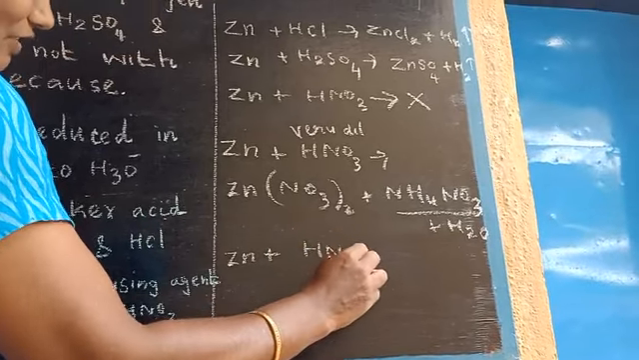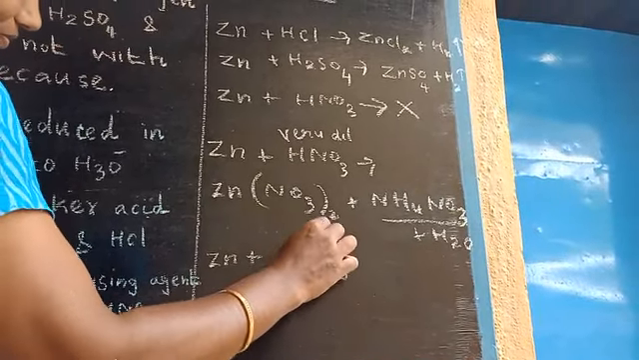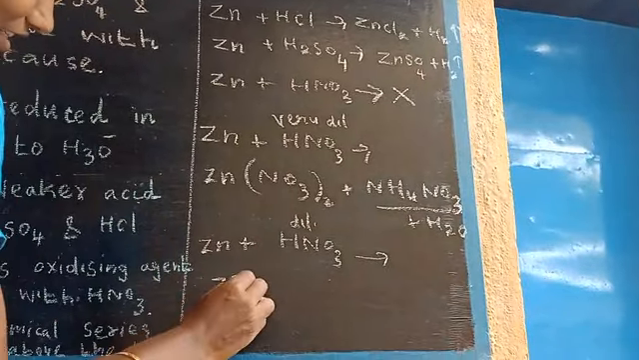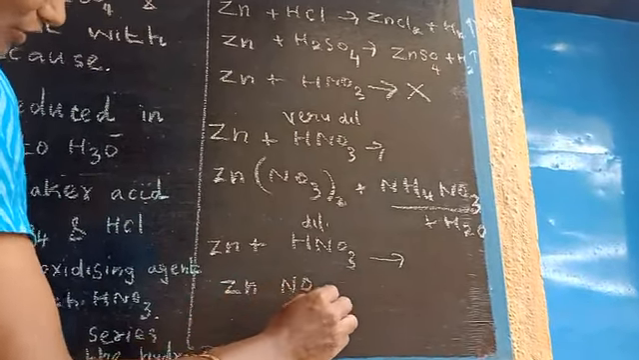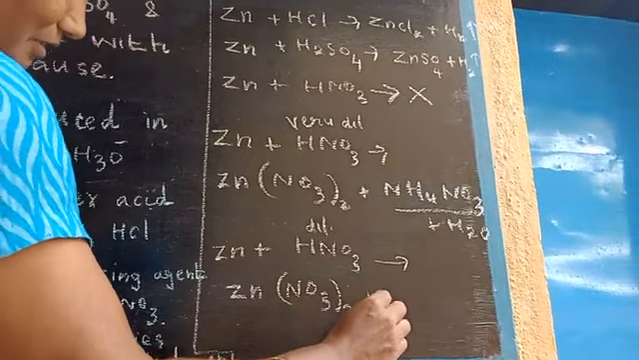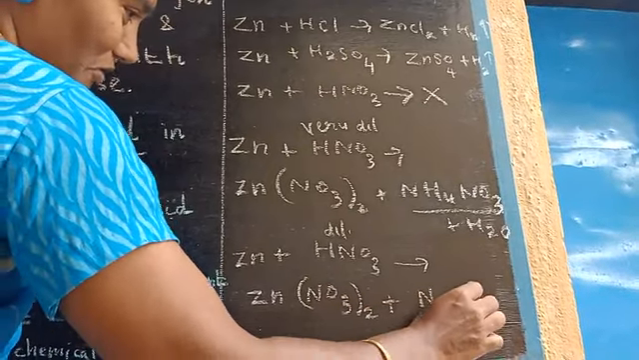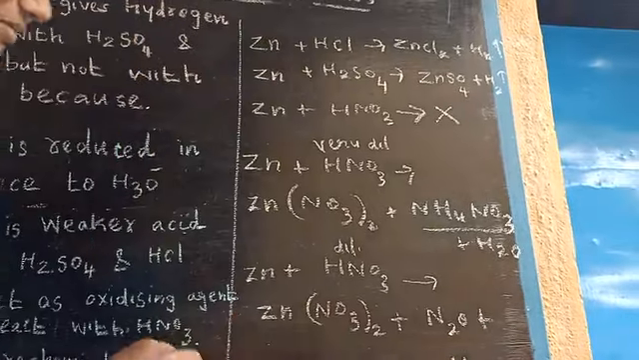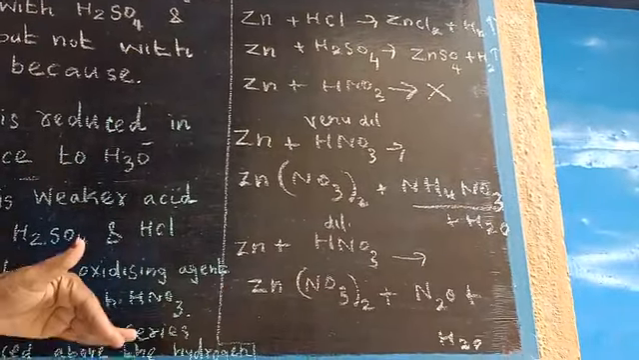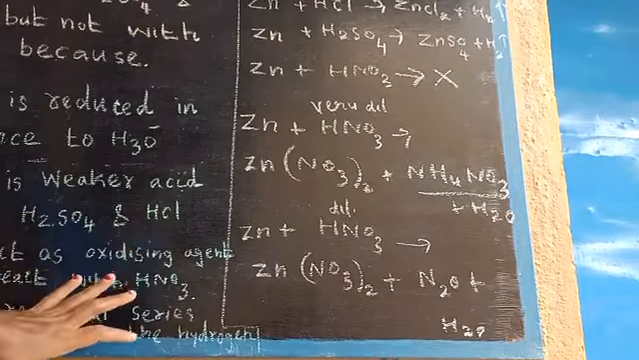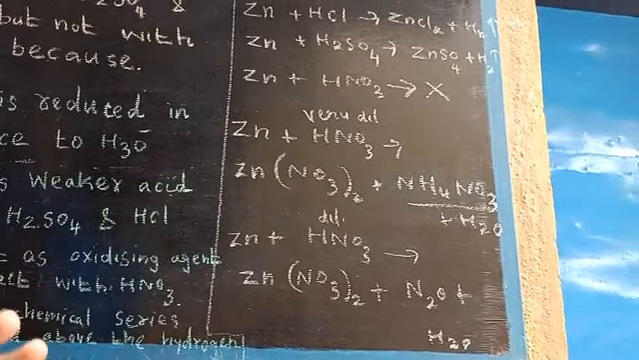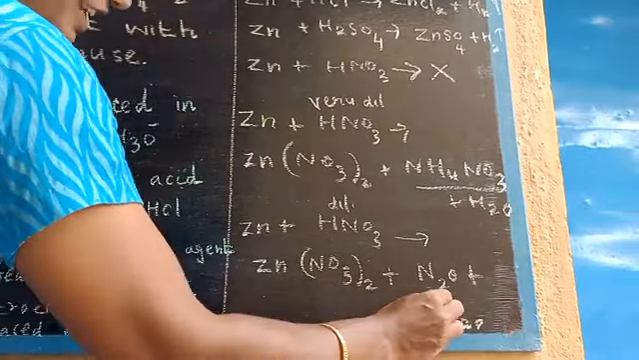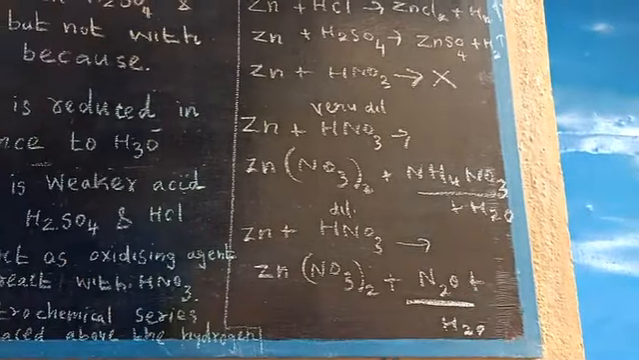Zinc reacts with dilute nitric acid to give the product Zn(NO3)2 plus N2O plus water molecule. Children, for this session I did not balance it. If I balance it, it takes some more time, and here it is not necessary. So just write only the product, children. Here the product is N2O, and here NH4NO3.